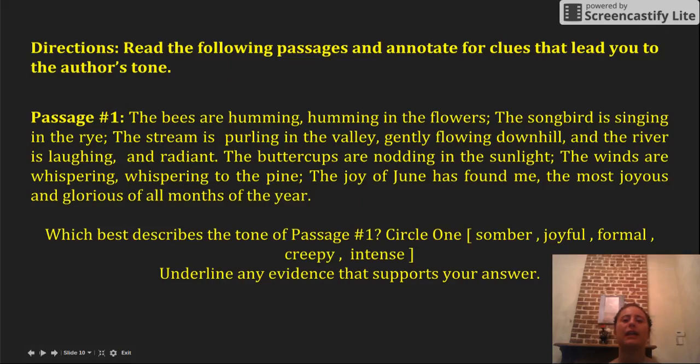Okay, so now we're going to try and identify tone in these passages. Read them and annotate for clues that give us the tone.